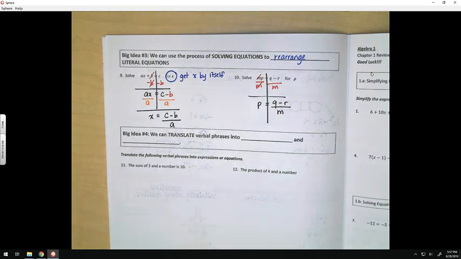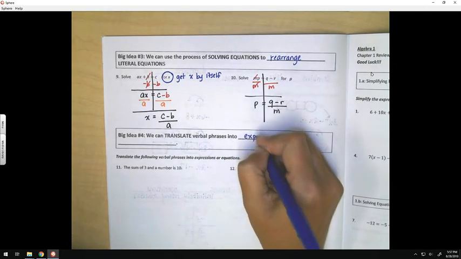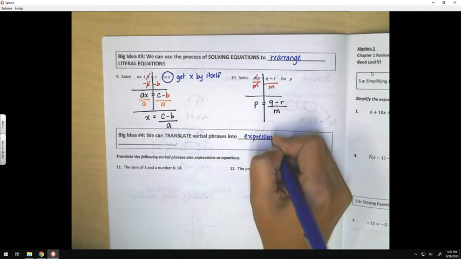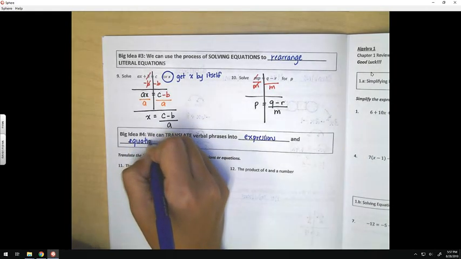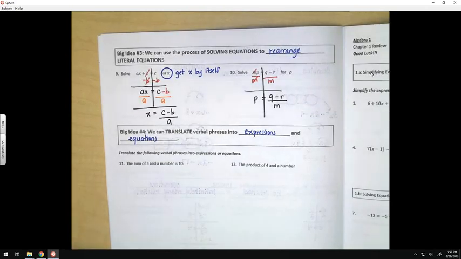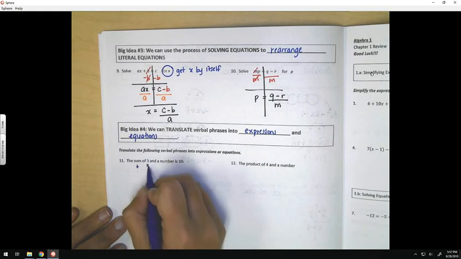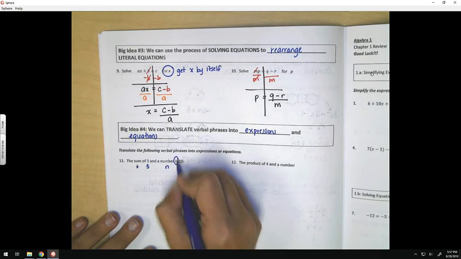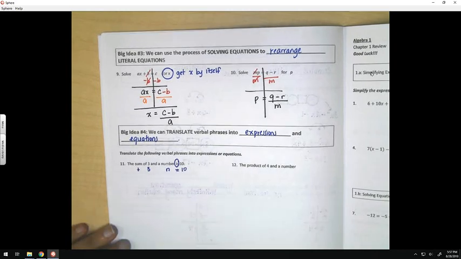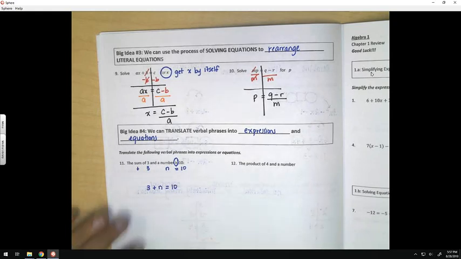Finally, our last big idea was that we can translate verbal phrases into expressions and equations. For example, in number 11 it says the sum, which means add, of 3 and a number, which means n, is, which means equals 10. So I would write 3 plus n equals 10.